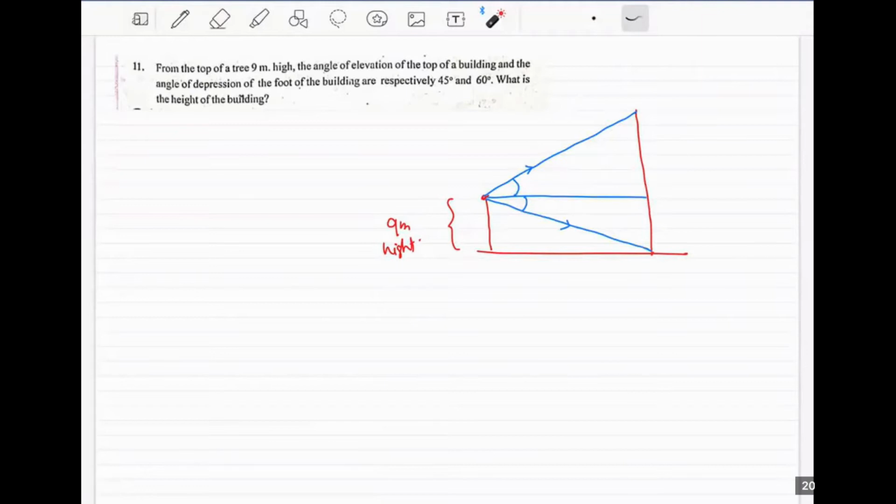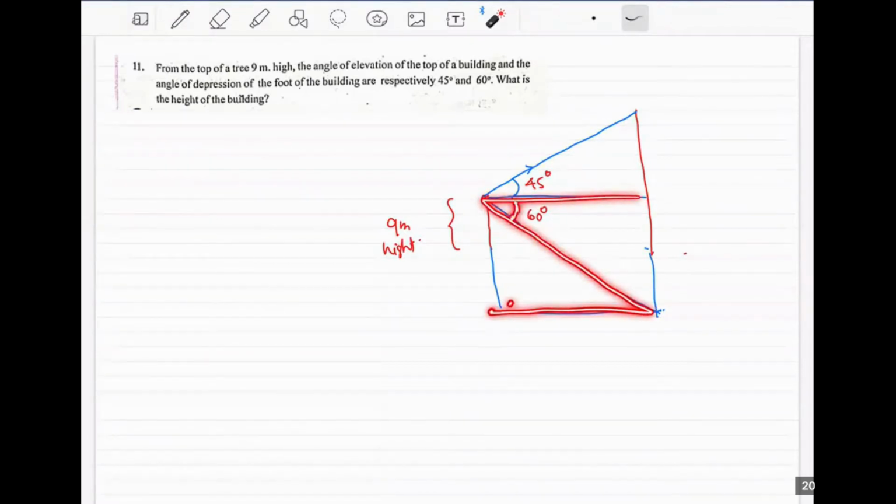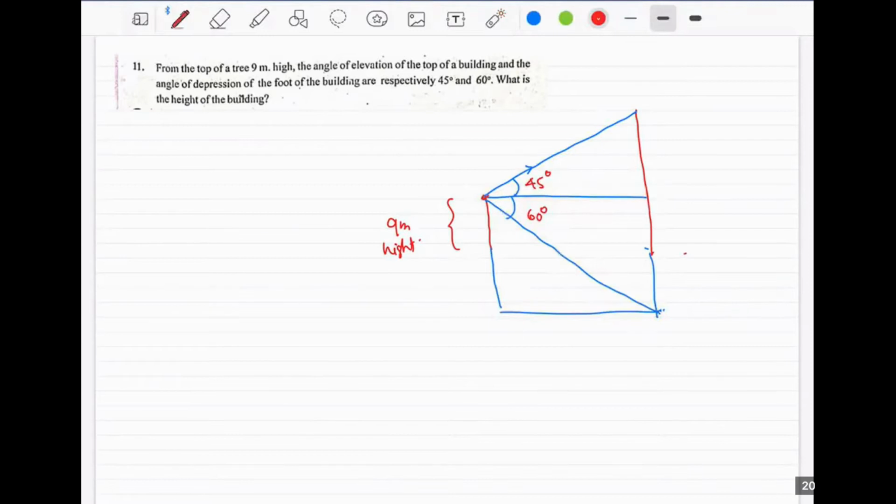So let's make it ourselves actually. How much is the angle of elevation? It's 45. How much is the angle of depression? It's 60. Let's write it down. This is 45 degree. This is 60 degree. Usually we make a reverse shape, remember? And then the 60 degree will be shifted down here, because they are alternate angles and the same. So this one is also 60 degree.